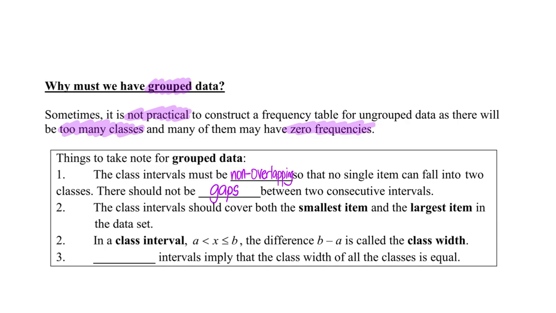And in a class interval where x is between A and B and includes the B, the difference B minus A is called the class width. Uniform interval implies that the class width of all the classes is equal. So these are some pointers to take note of, and I shall illustrate with an example now.